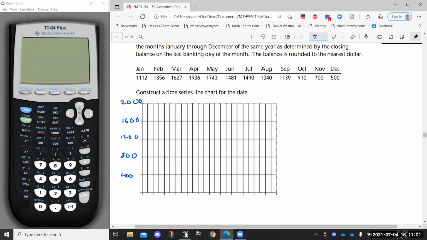And then, so when we go to 11, 12, somewhere there, 13, 56, 16, 27. Again, I'm eyeballing stuff. 1936. It's way up here.